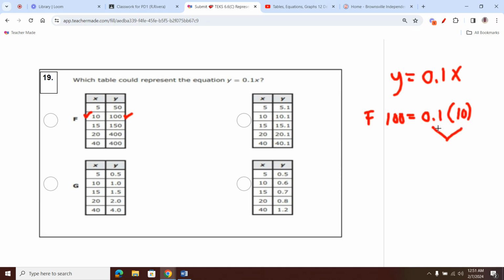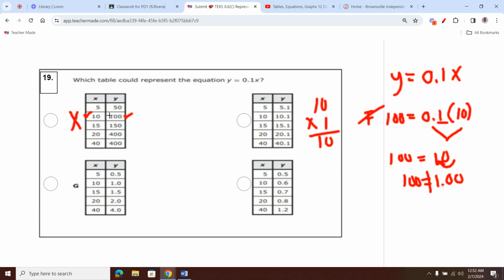How do I multiply decimals? You treat them like wholes. 10 times, take away the decimal, 1. What's 10 times 1? 10. But we know it has 1 decimal place, so I'm going to make it 1. So is 1 equal to 100? No, they're not. That's why letter F is done.